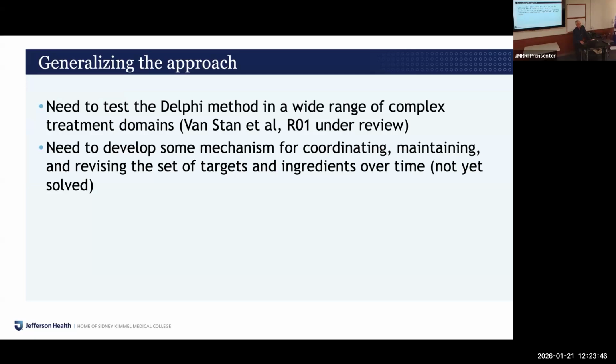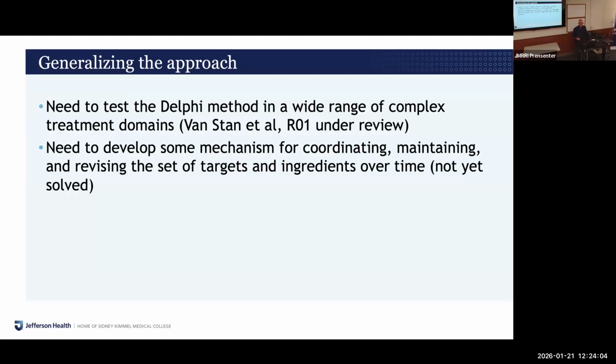Obviously, if we thought it was feasible to do this across rehabilitation, we would have to have some method of coordinating this, which we don't yet have. Who's going to develop the list of targets for this? Who's going to develop for that? And if I don't agree with them, or I think one's missing, who do I contact, et cetera?